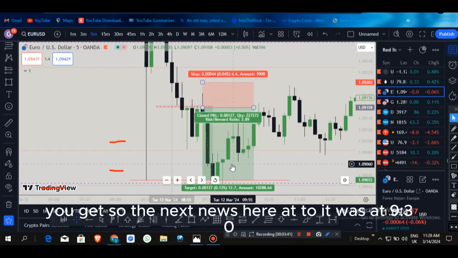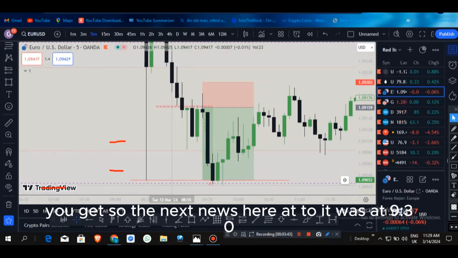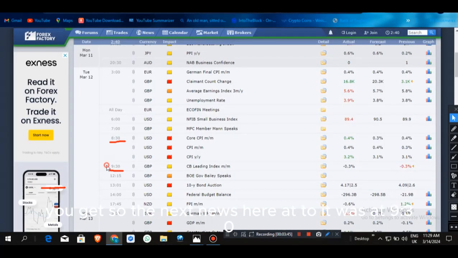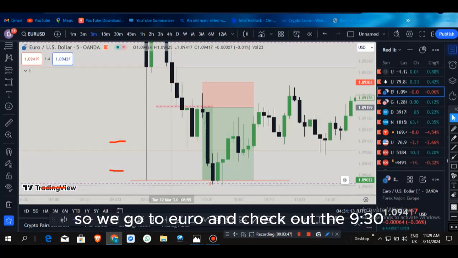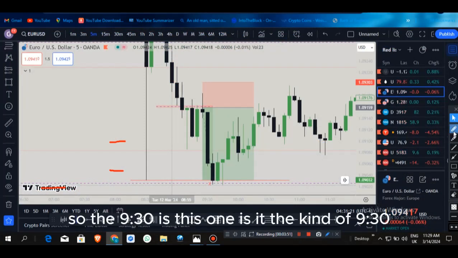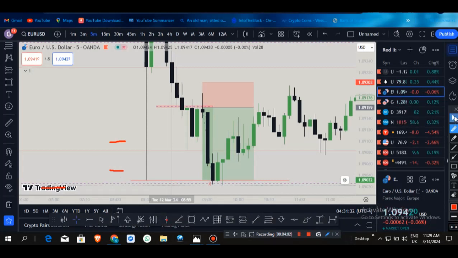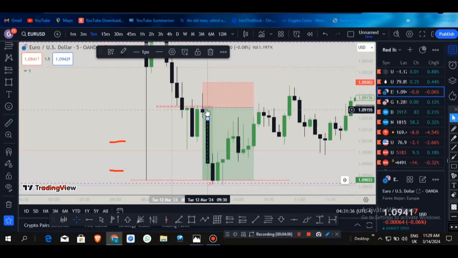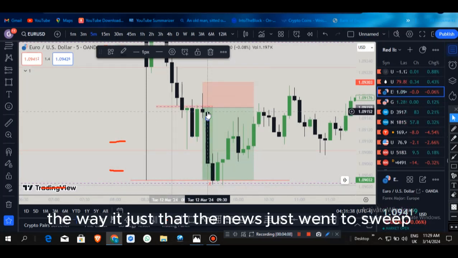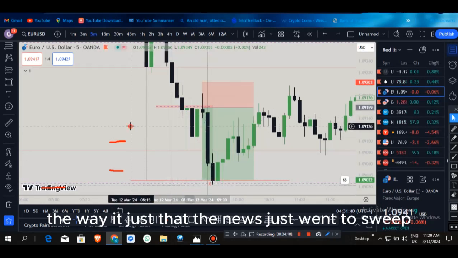So the next news here at 2, it was at 9.30. So we got euro and check out the 9.30. So the 9.30 is this one. Is it the candle for 9.30? Oh, I'm just drawing it poorly. Let me just put 9.30. You see, the news just went to sweep.